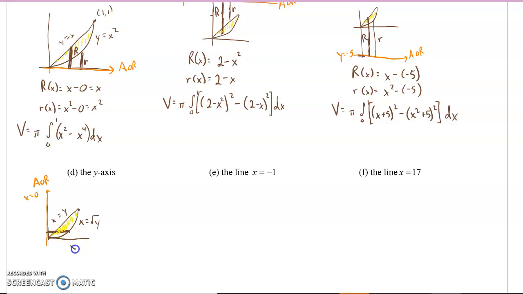So anyway, this is my big R value. And then my little r value is going to be from the axis of revolution to the near side.